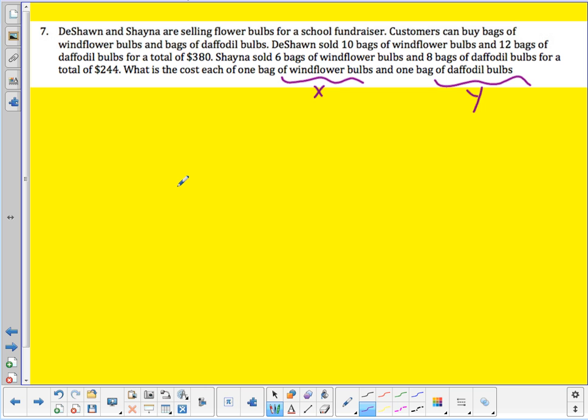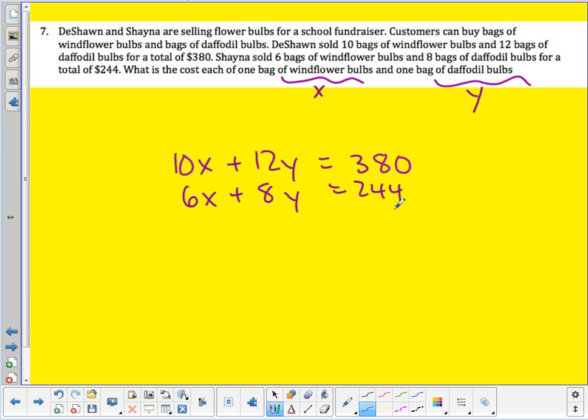Now I can look at the two people, Deshawn and Shayna, and I can write an equation for each one of them. If I look at Deshawn, it says he sold 10 bags of windflower bulbs and 12 bags of daffodil bulbs for $380. So that's 10 times each X plus 12 times each Y is equal to $380. Then if I look at Shayna, it says that she sold 6 bags of windflower bulbs and 8 bags of daffodil bulbs for $244. So that's what Shayna's equation looks like. Now I need to solve these two. So here's the system that I have, and now I need to solve them.